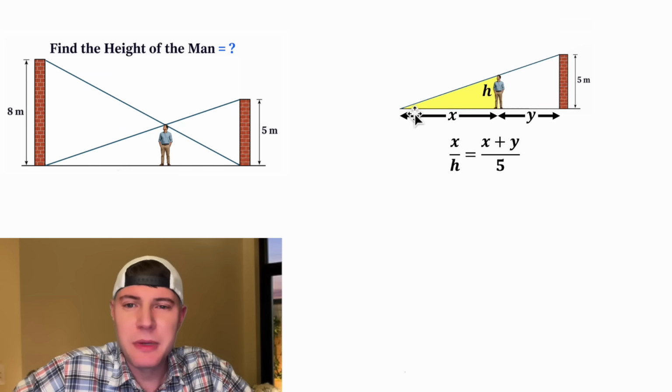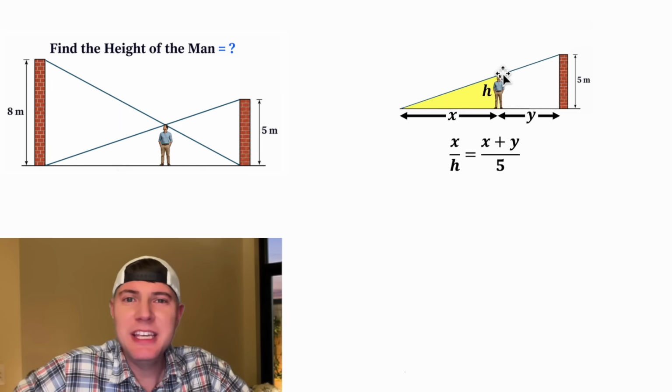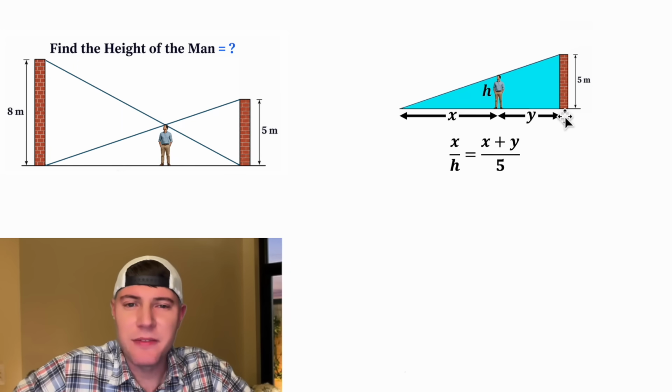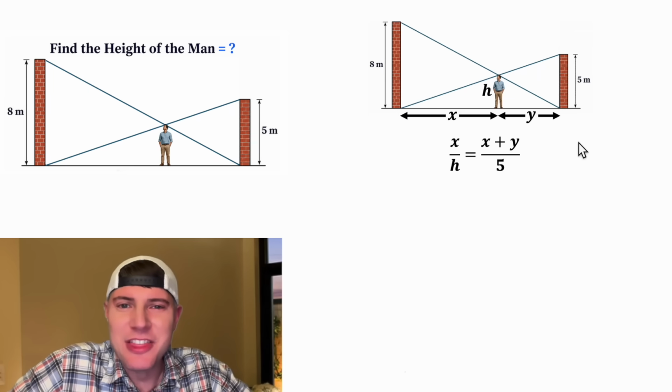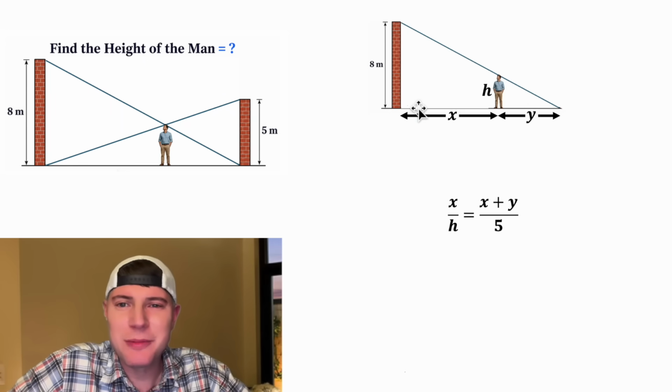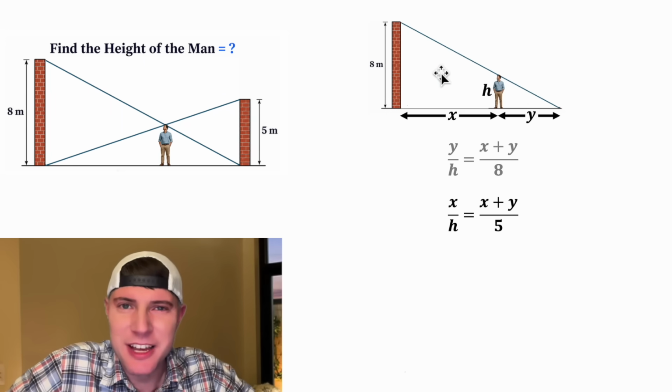For the yellow triangle, it'll be the base of X over the height of H, and that'll be equal to this base of X plus Y over this height of 5. And that's because the side lengths of similar triangles are proportional. And then next, let's focus on this portion. And now we have two similar triangles again, so we can set up another proportion.